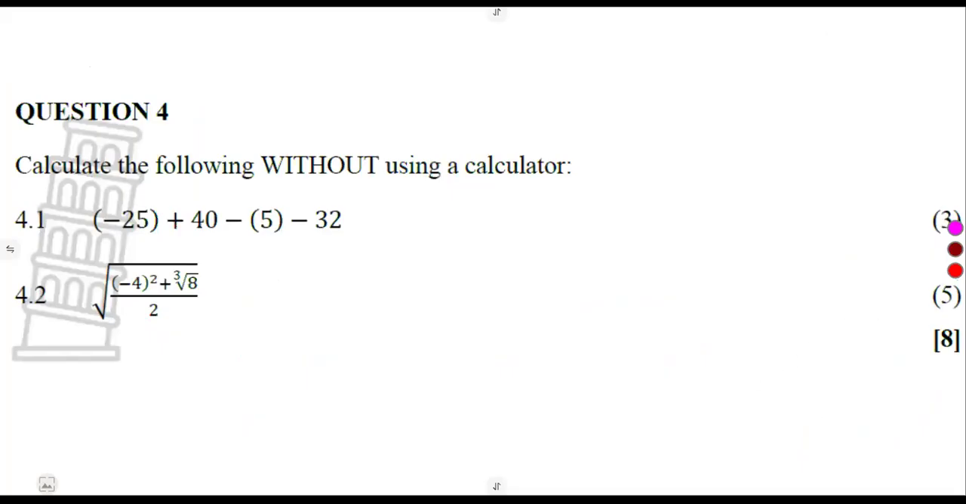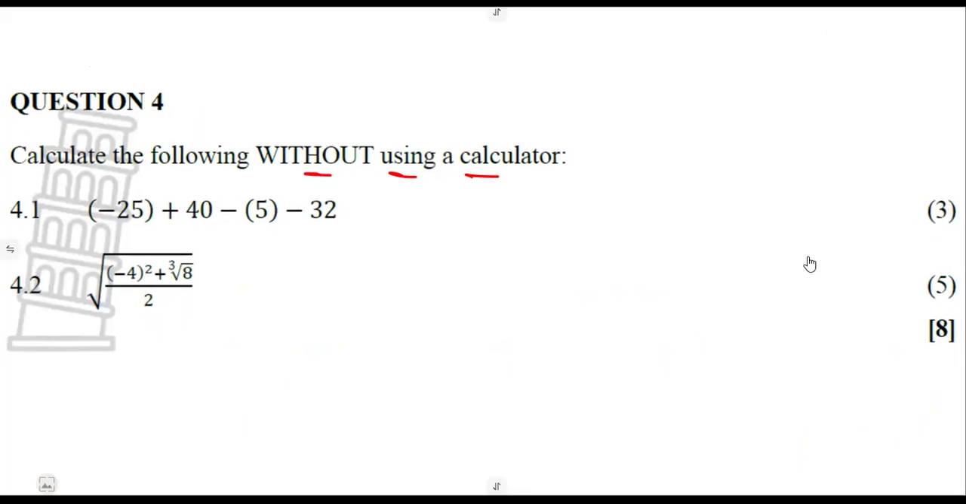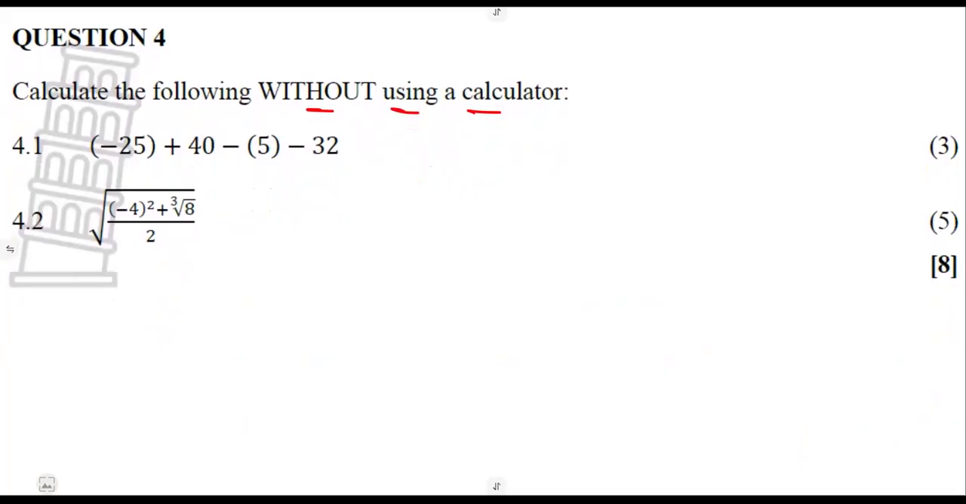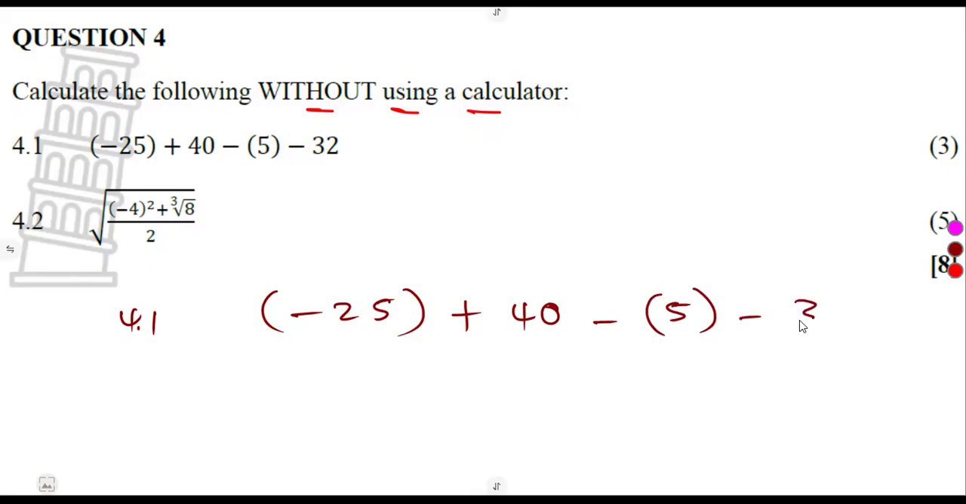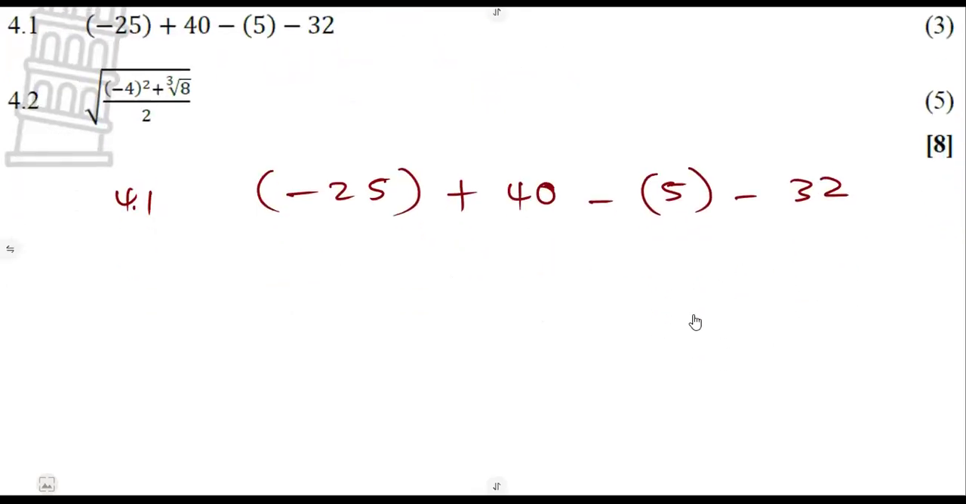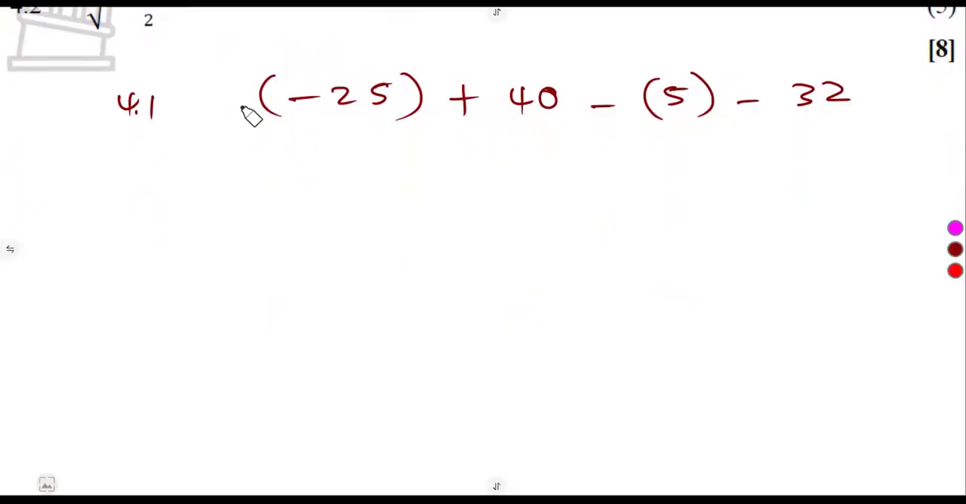All right. So question number 4. Calculate the following without using a calculator. They do not want a calculator this time, meaning all working must be shown. So 4.1, we are given minus 25 in brackets plus 40 minus 5 in brackets minus 32. How can we simplify? Remember, you must get rid of the brackets. Here there's nothing affecting it, it's just 1 times minus 25. So it is negative 25 plus 40, minus 1 times 5, that's minus 5, minus 32.